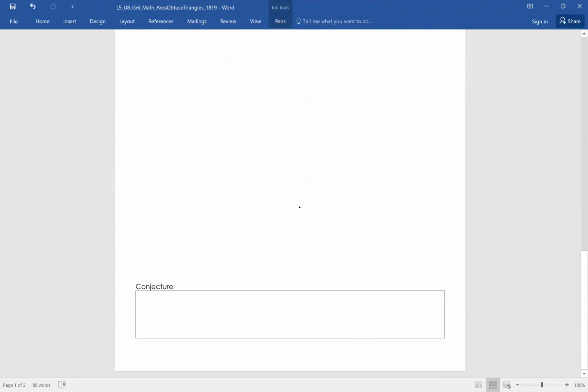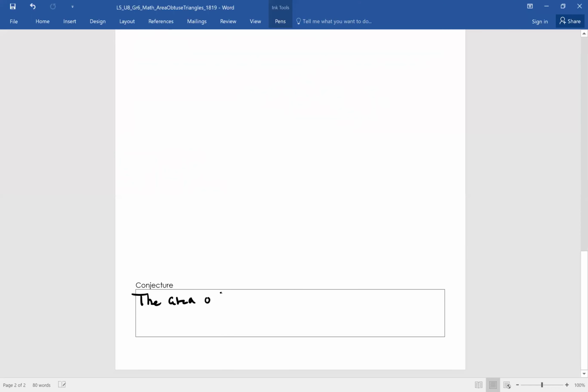conjecture for today. Similarly to the previous lessons, the area formula for a right triangle applies to obtuse triangles.